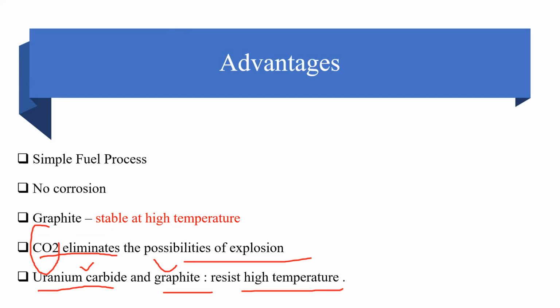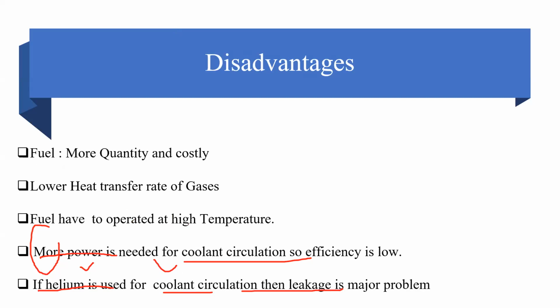Now next are the disadvantages. What are the disadvantages? First of all, the fuel is required in more quantity and is costly, because we use uranium here, so its cost is very high. More quantity is required in the case of the gas cooled reactor. Now, the heat transfer rate of gases is lower.